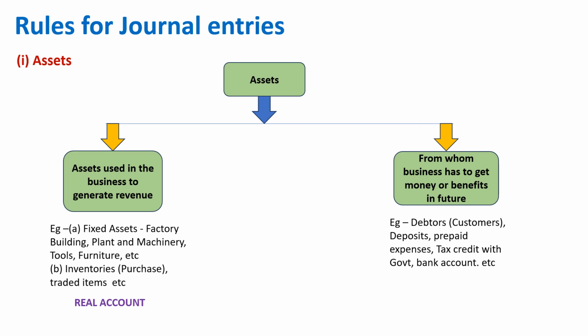Similarly, your bank account. Bank is a personal account, right? You have your money with the bank, so he is holding it on your behalf, and any day if you want, you can collect the money from the bank. So these are the people who are holding money on your behalf or holding money to pay back to you. These are also covered under assets, and these are all personal accounts. Now, whenever there is an increase of these assets for the business, you have to make it debit. Whenever there is a decrease of these assets, you have to make it credit.